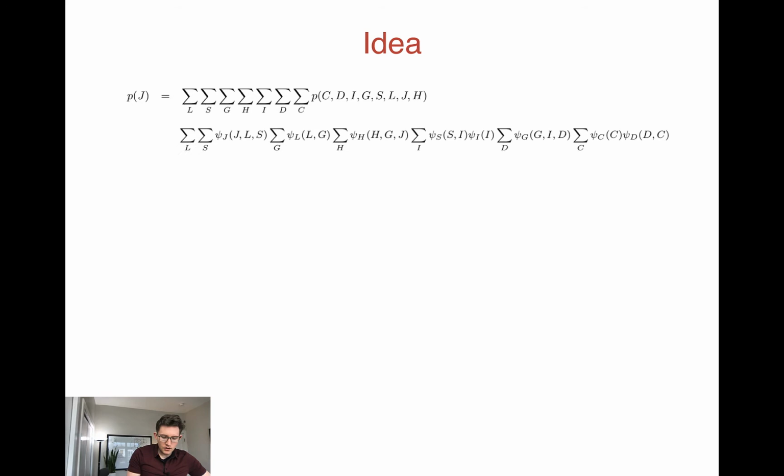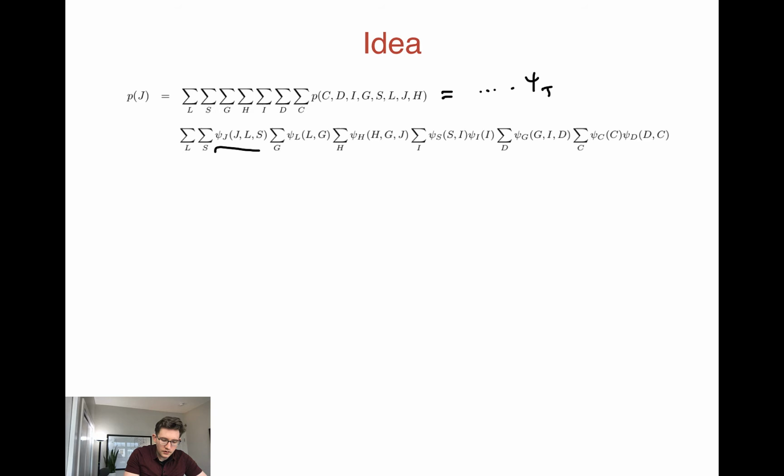Now, what I'm doing here is I'm taking the sums and I'm pushing them inside the product. So notice I have this sum over C here. Recall that I can always take a sum and push it in past factors that don't involve it. Or to say it the opposite way, I can take a factor that doesn't involve C and pull it outside of the sum. So for example, this is a big product of things, including this potential here over J.